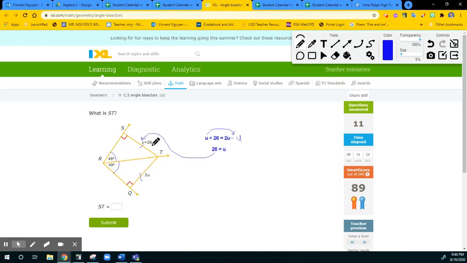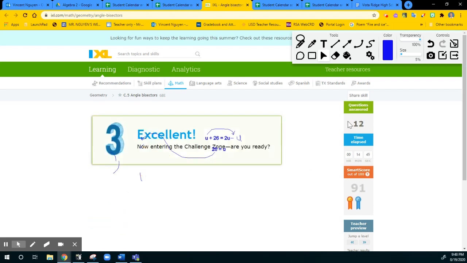Really, in reality, you can substitute it in either one of them because they are equal to each other, but whichever is, I guess, easier. So 26 times 2 would be 52, I believe. 52 units. Submit. Awesome. We are in the challenge zone.